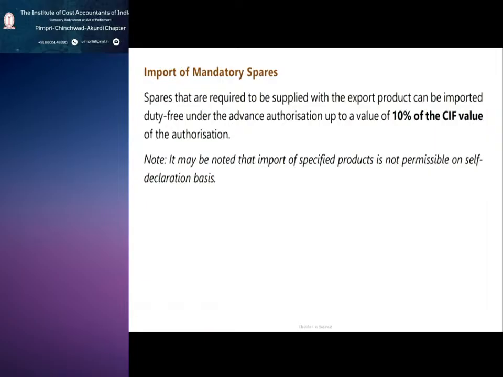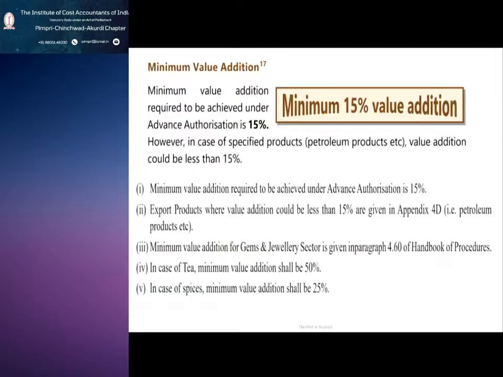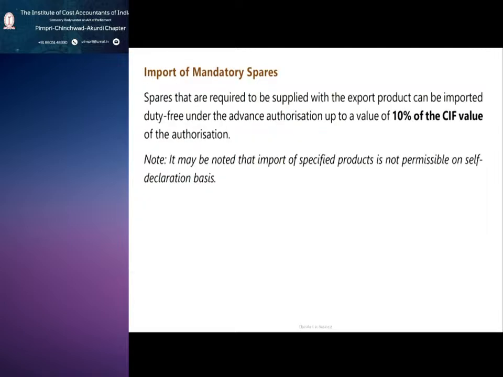Then import of mandatory spares. The spares that are required to be supplied with the export product can be imported duty free under advance authorization, up to 10% of CIF value of authorization if it is related to spares. So along with the minimum value addition, you need to remember the value for the import of mandatory spares.